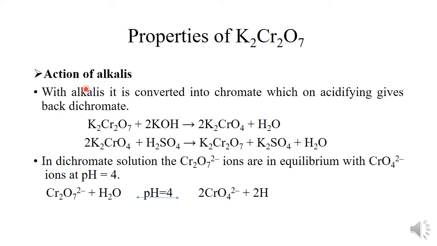So the next property is the action of alkalis. When an alkali, that is potassium hydroxide, is added to an orange red solution of potassium dichromate, a yellow colored solution is obtained, which is due to the formation of potassium chromate. As soon as we add alkali to potassium dichromate, it gets converted into the chromate, that is potassium chromate, which is yellow in color.